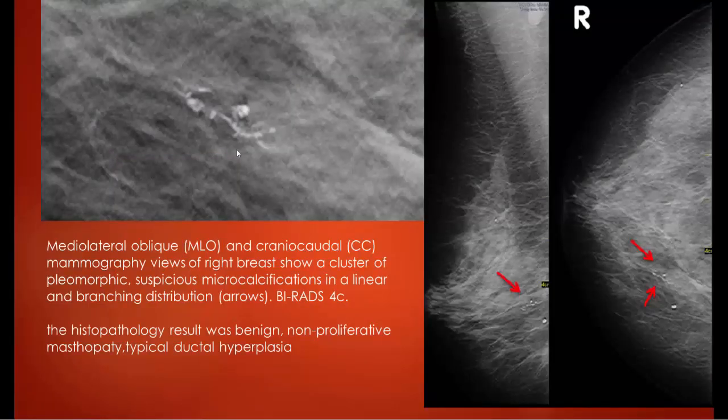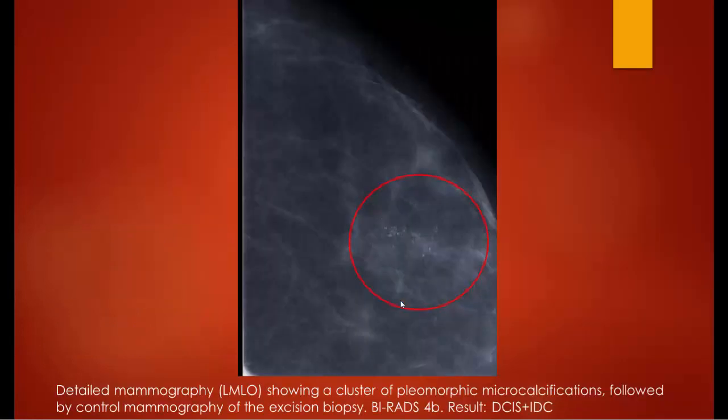This is MLO and CC, showing in the right breast a cluster of pleomorphic suspicious microcalcification in a linear and branching distribution, categorized as BI-RADS 4C, proved by histopathology as benign non-proliferative mastopathy and atypical ductal hyperplasia.